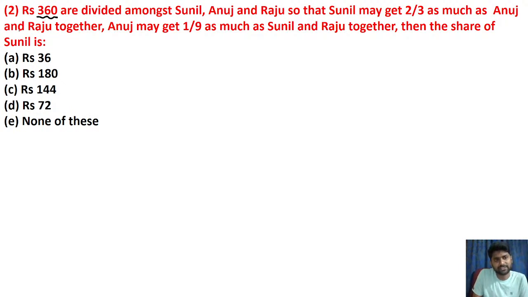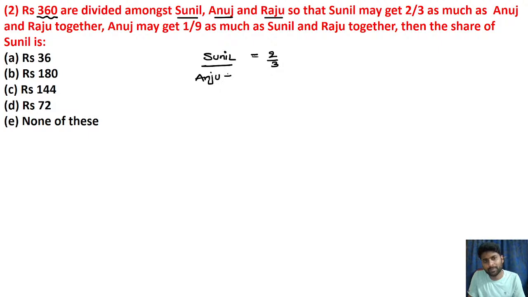360 rupees is divided among Sunil, Anju and Raju, so that Sunil gets two-thirds of as much as Anju and Raju together. The information says Sunil gets 2 by 3 of as much as Anju and Raju together. So the ratio of Sunil to Anju plus Raju is exactly equal to 2 by 3. That is the first information.